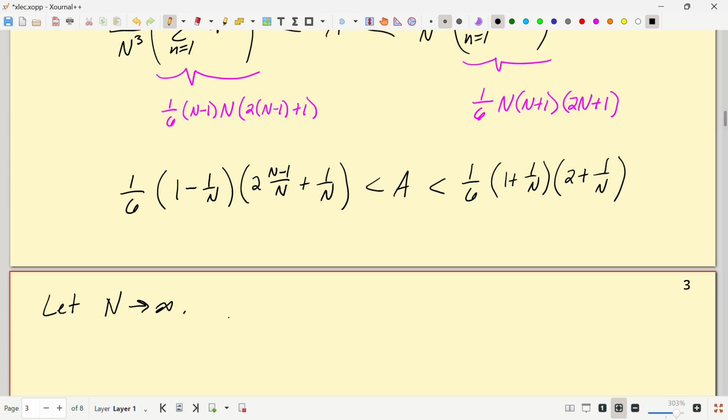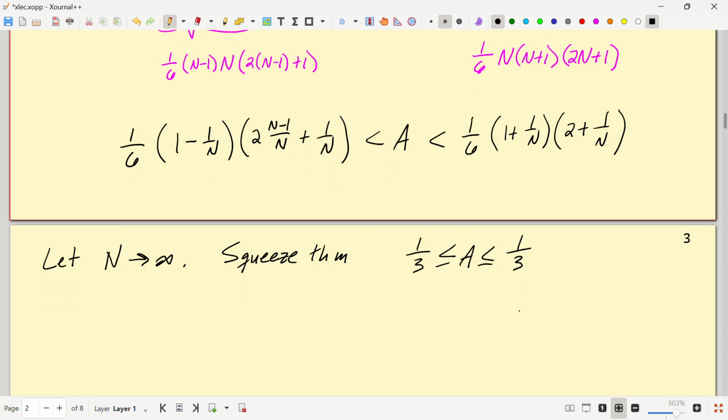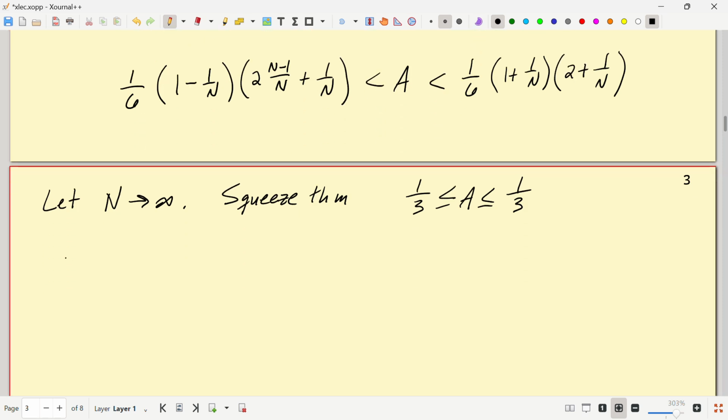And now we know the squeeze theorem. One-third less than or equal to a is less than or equal to 1/3. So that means the area makes good sense, and it's exactly what Archimedes discovered it would be, 1/3. Okay, well that's the whole idea of Riemann integration. Those things are Riemann sums. And you can read about Riemann's version in section 7.1.